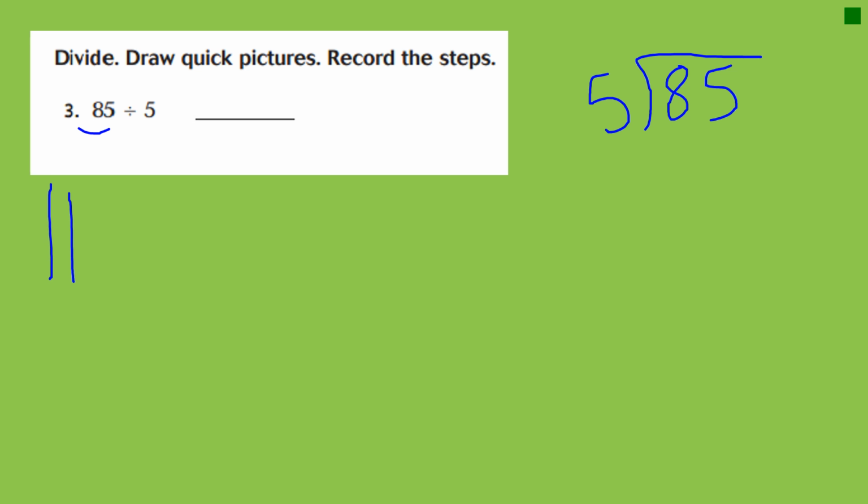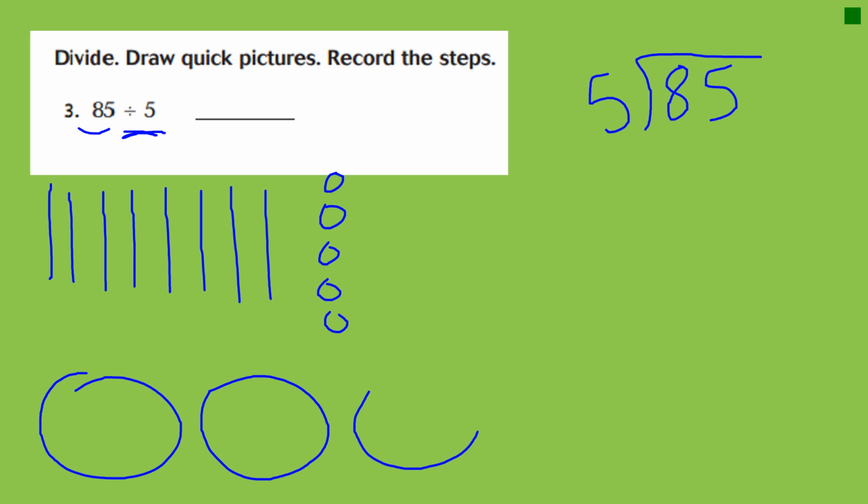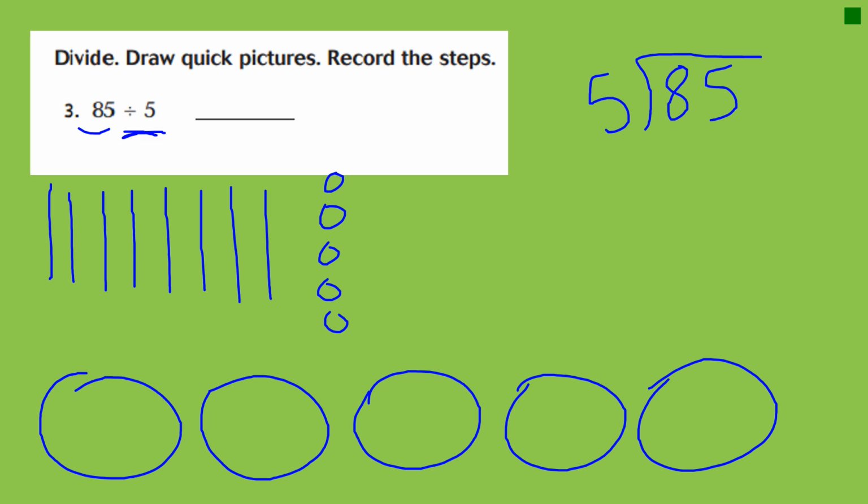1, 2, 3, 4, 5, 6, 7, 8 tens and 1, 2, 3, 4, 5 ones. And we're putting them into 5 equal groups. There we go. Okay. Let's start taking these 10s out.